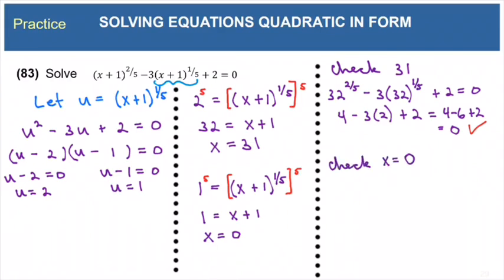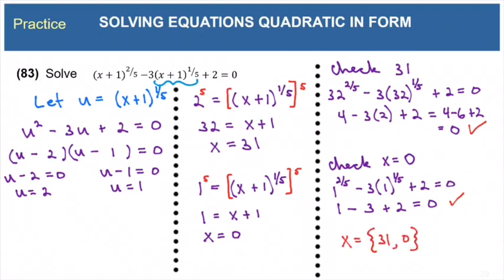Let's check 0. So if I plug 0 in here, 0 plus 1 is 1, so I have 1 to the 2/5 power, minus 3 times 1 to the 1/5 power, plus 2 equals 0. Now the 5th root of 1 is 1, and 1 squared is still 1. So this says 1 minus 3 times 1 plus 2 equals 0. 1 minus 3 is negative 2, and negative 2 plus 2 is 0. So this one also checks. And our final solution is x equals 31 and 0.